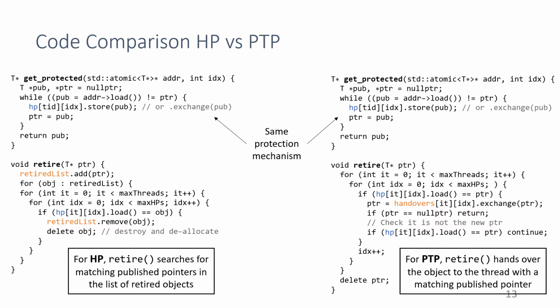PTP also has lock-free progress. The retire method has no infinite loop, and the get protected will only fail to publish if another method changes the address it is trying to publish.